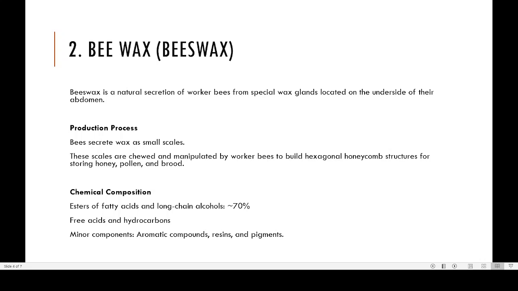Bees secrete wax in small scales. So this is how they are secreting it in small scales. After that, these scales are chewed and manipulated by worker bees to produce hexagonal honeycomb structures. If you look at a honeycomb, its nature is not exactly like a scale. See, they have a hexagonal arrangement. I'll show you that also.